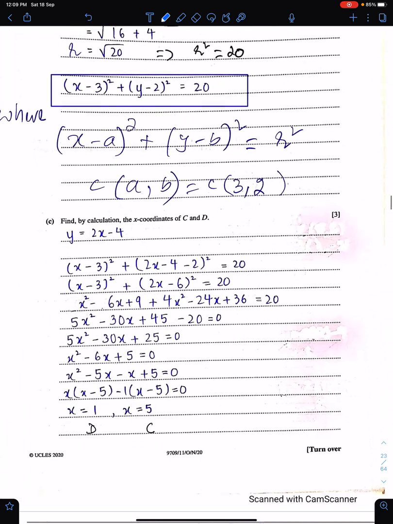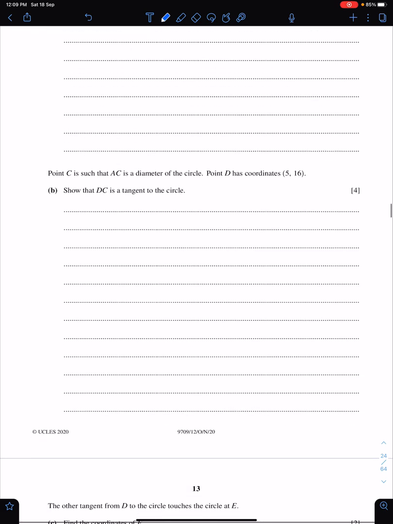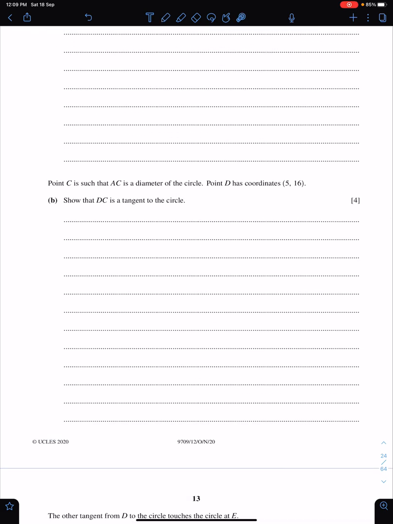So this question is over. Next question. This question is from November 20, paper 1-2.